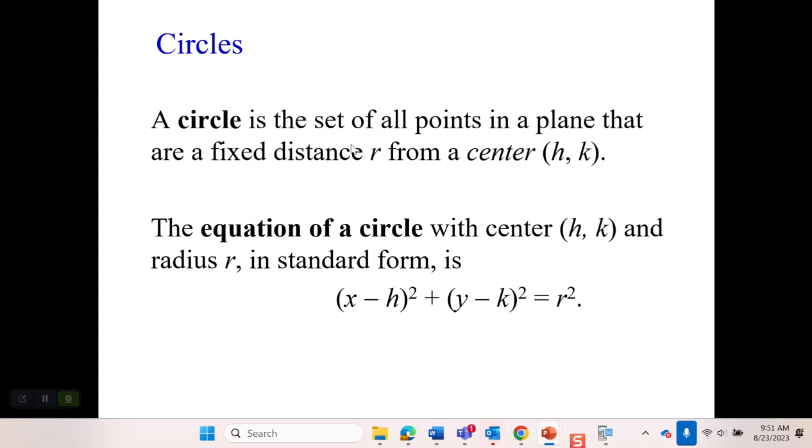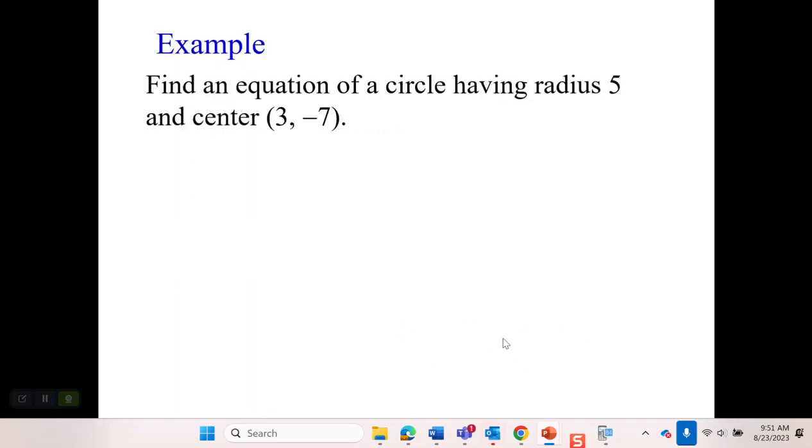Radius using r, right? And the center, we usually use h and k for the x and y coordinates. So the equation of the circle with center h, k and radius r is this one. This is called the standard format for the circle: (x - h)^2 + (y - k)^2 = r^2. This is good to remember for the circle standard equation.